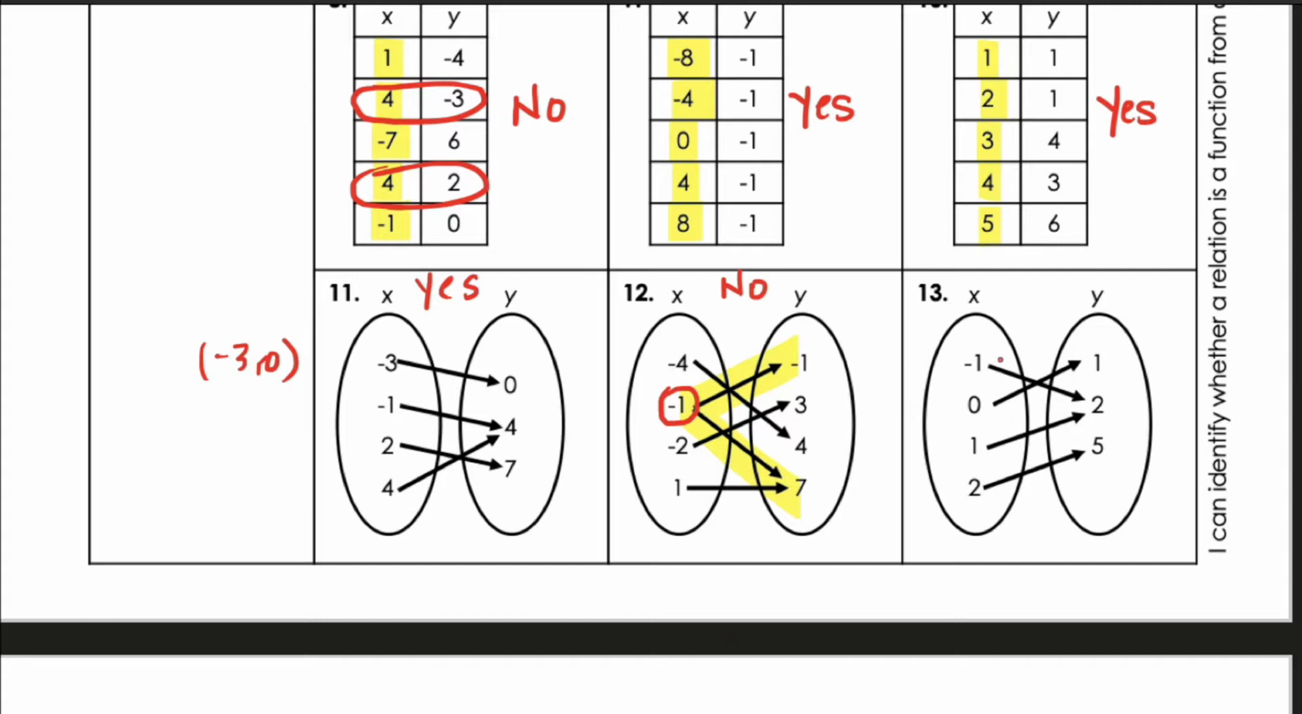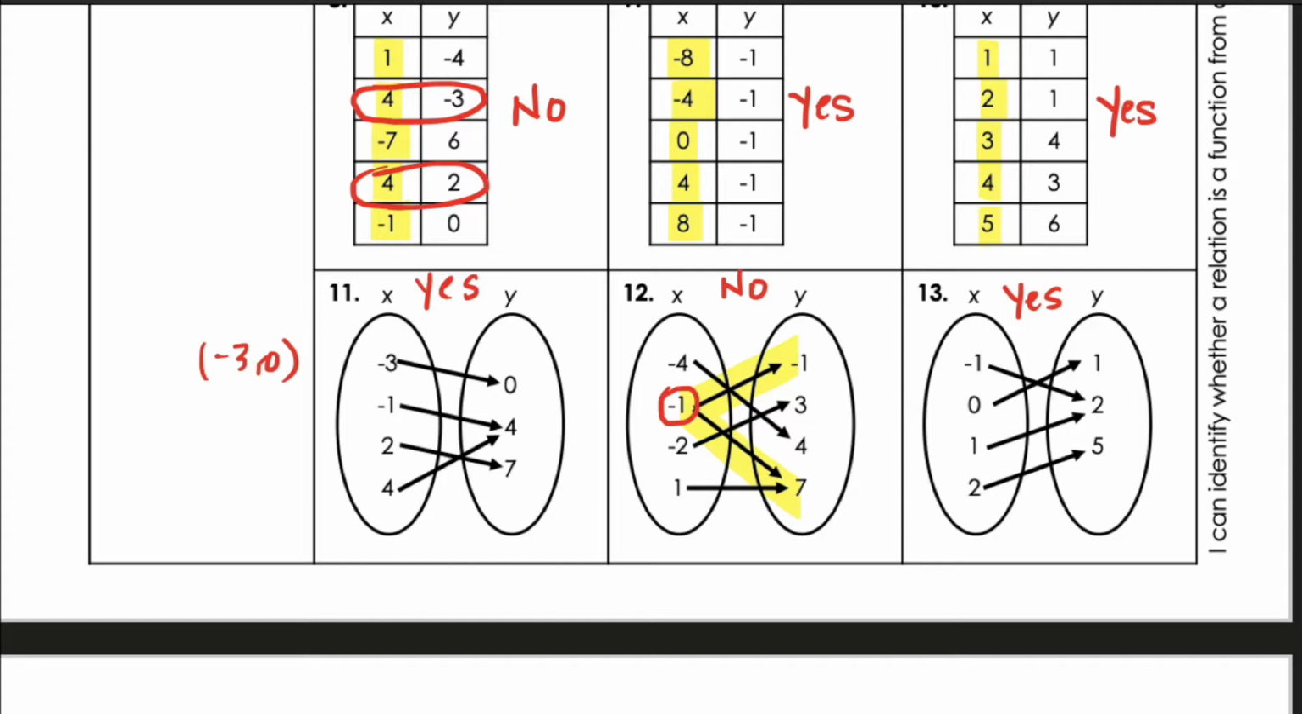For the last mapping here, -1 is my x value. It has an arrow going to 2, so only one arrow, we're good. 0, we have one arrow going to 1, only one arrow, we're good. +1, one arrow going to 2, we're good. +2, only one arrow going to +5, we're good. So this mapping does represent a function, so the answer there would be yes.